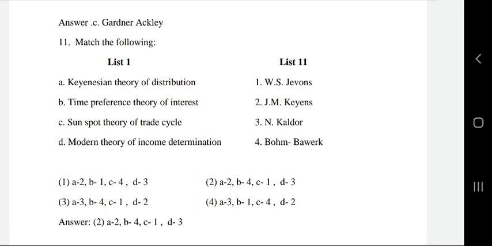And modern theory of income determination. Option is N. Kaldor. Kaldor forms the Keynesian model of income distribution. According to this theory, the society is divided into capitalists and workers who save some part of their income.